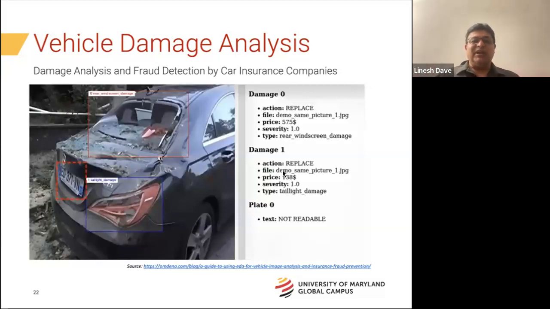So that's the vehicle damage analysis project, and it tells you how things are being done and what it does. So again, take a look at this. This is not just used by insurance companies; it's used by many agencies as well.